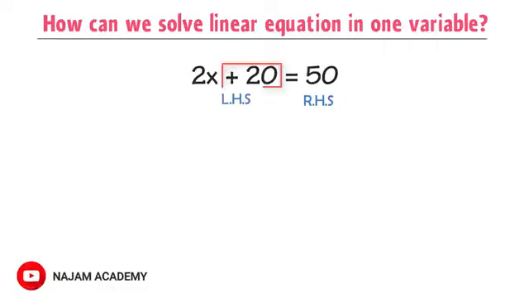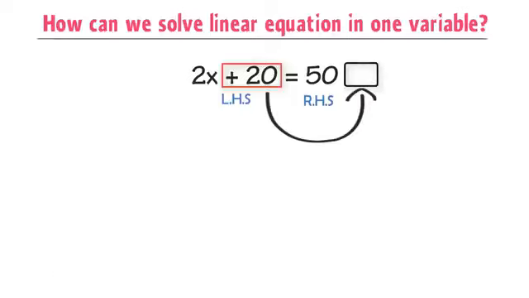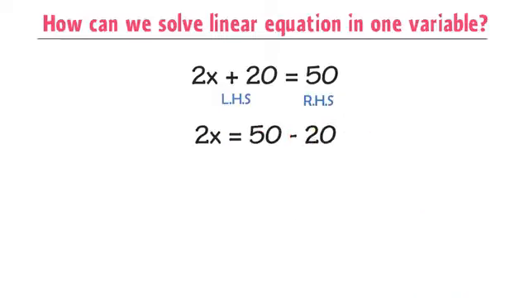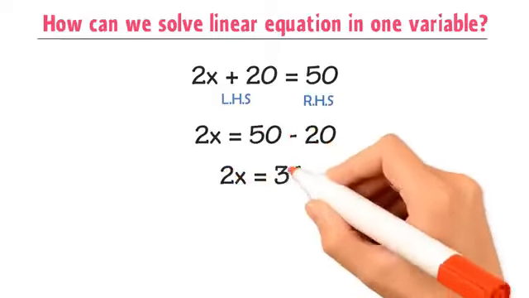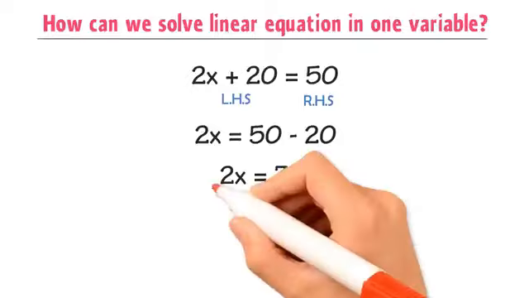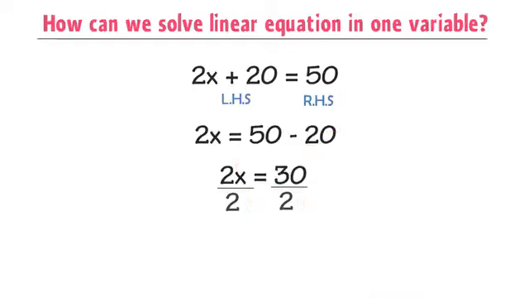Now shifting plus 20 from the left hand side to the right hand side. As a result, the positive sign of 20 will be changed into negative sign. Hence 2x is equal to 50 minus 20, or 2x is equal to 30. Now dividing both sides by 2. 2x divided by 2 is equal to 30 divided by 2. As a result, we get x is equal to 15.